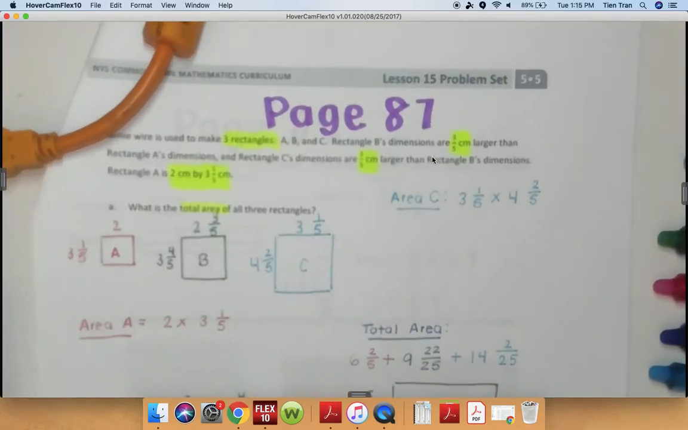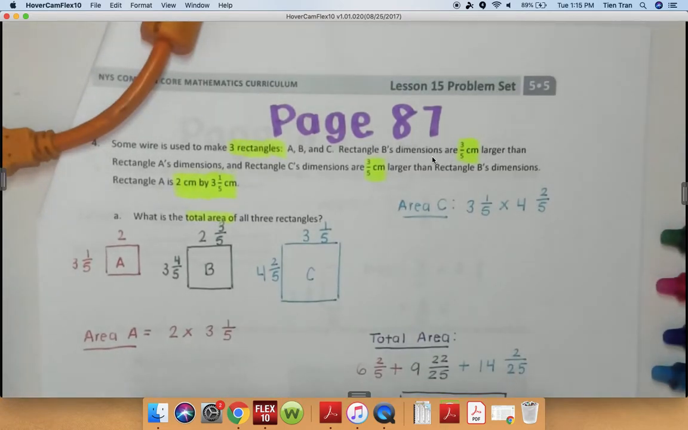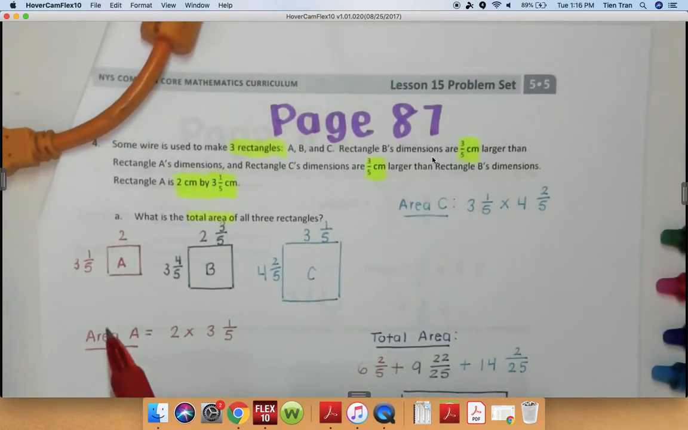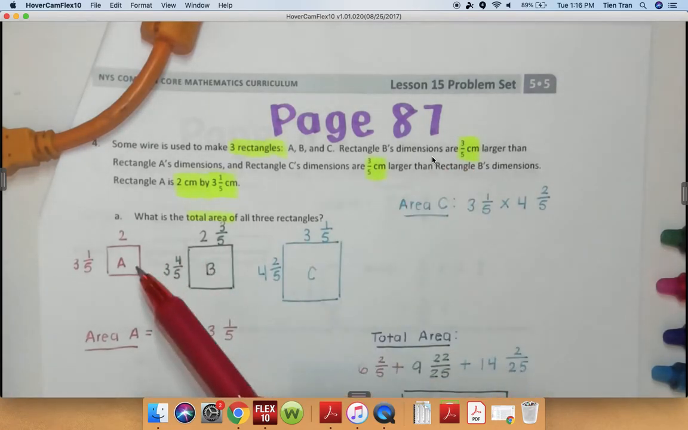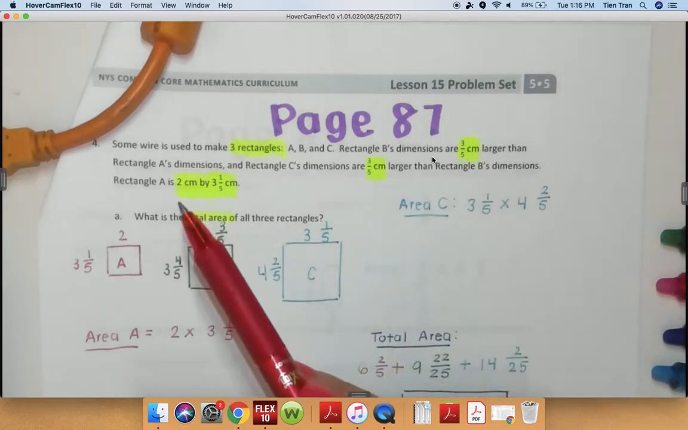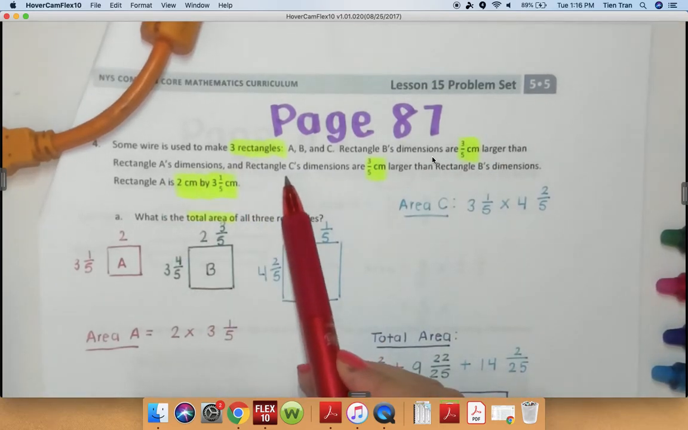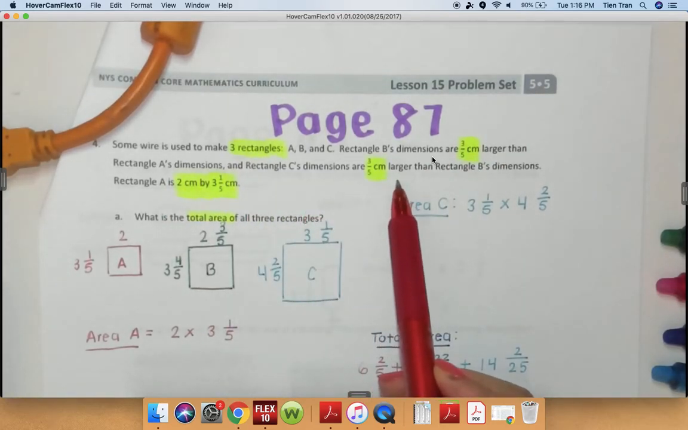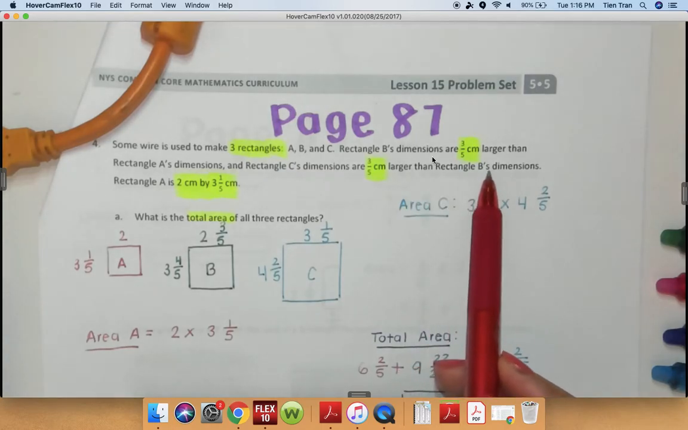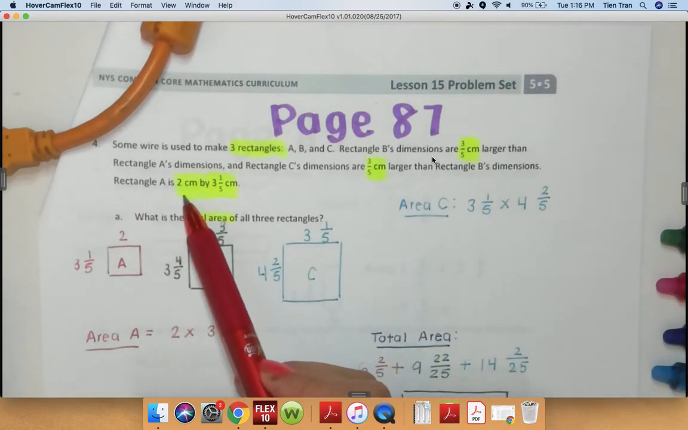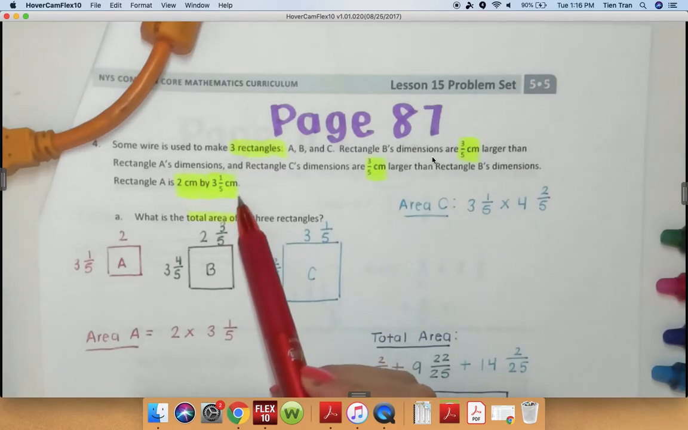So on page 87, it says here, some wire is used to make 3 rectangles, A, B, and C. Rectangle B dimensions are 3/5 centimeters larger than rectangle A's dimensions, and rectangle C's dimensions are 3/5 centimeters larger than rectangle B's dimensions. Rectangle A is 2 centimeters by 3 and 1/5 centimeters.